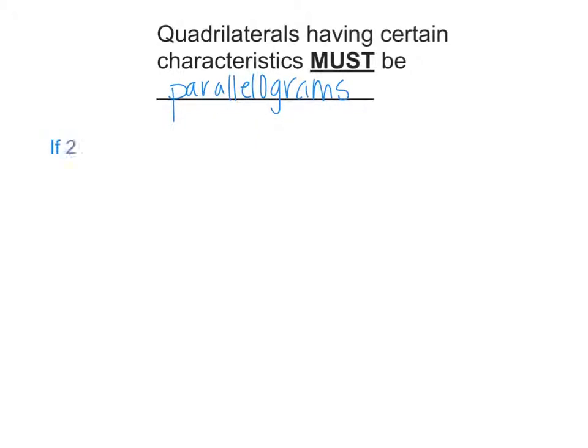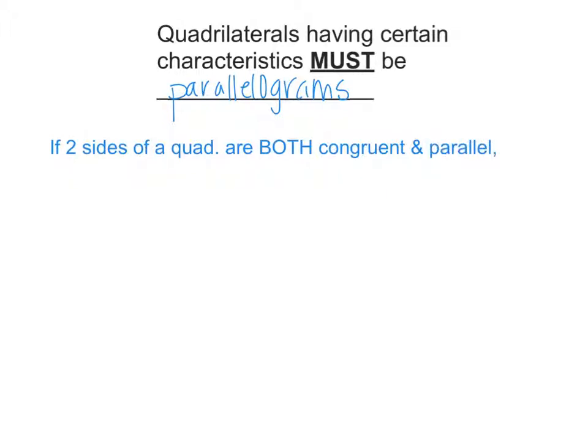So if two sides of a quadrilateral are both congruent and parallel, then the quadrilateral is a parallelogram.